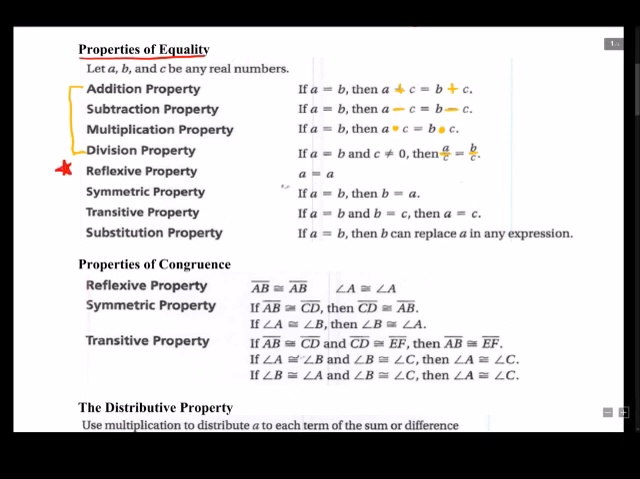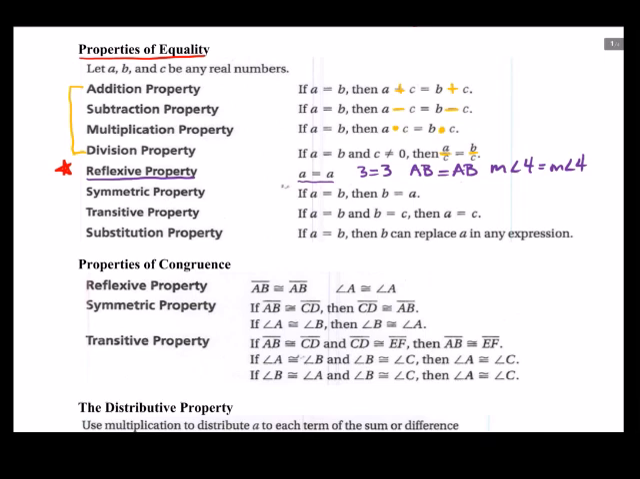Now, one you may or may not have seen before, and it's one that we will use a lot, is the reflexive property of equality. And reflexive simply says that something equals itself. A equals A. So this is like saying 3 equals 3. Or the length of segment AB equals the length of segment AB. Or the measure of angle 4 equals the measure of angle 4.